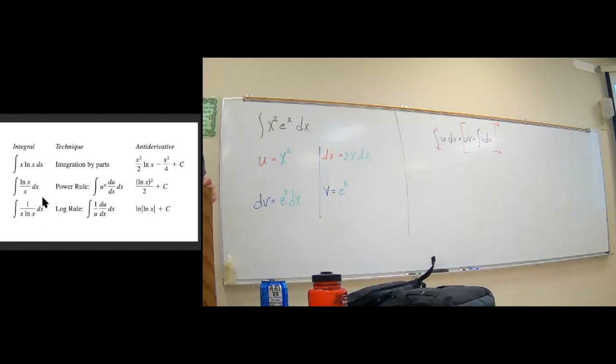This is the log rule. Because we have 1 over u, so 1 over the ln of x times the derivative of the ln of x, 1 over x. So again, integration by parts, right? Both of these are examples of integration by parts. I mean, not integration by parts, of u substitution. I misspoke there. These last two are examples of u substitution. This first one is an example of integration by parts.